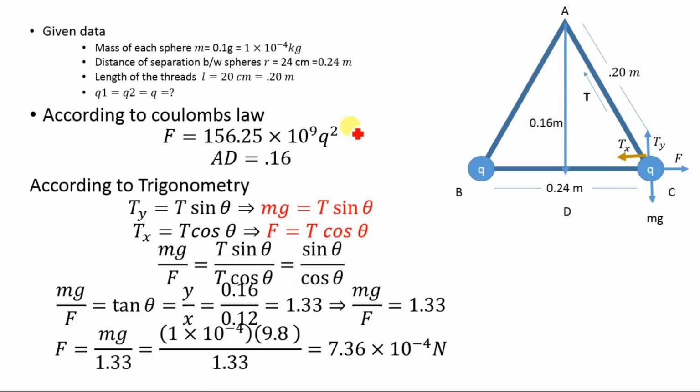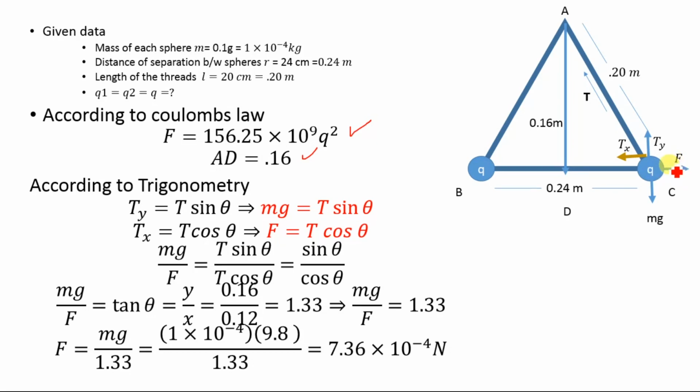Now we have determined the force F is equal to 156.25 multiplied by 10 power 9 Q square. The length of this side AD is 0.16 meter. Now consider this sphere or this charge. There are four forces acting on this charge Q or this sphere.